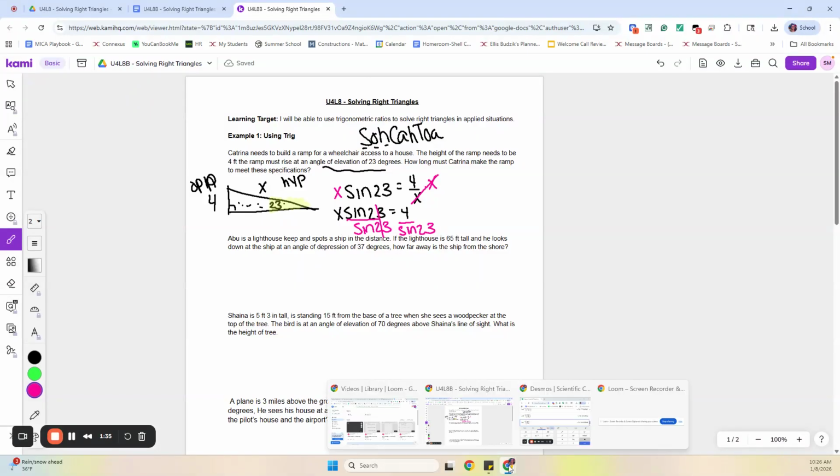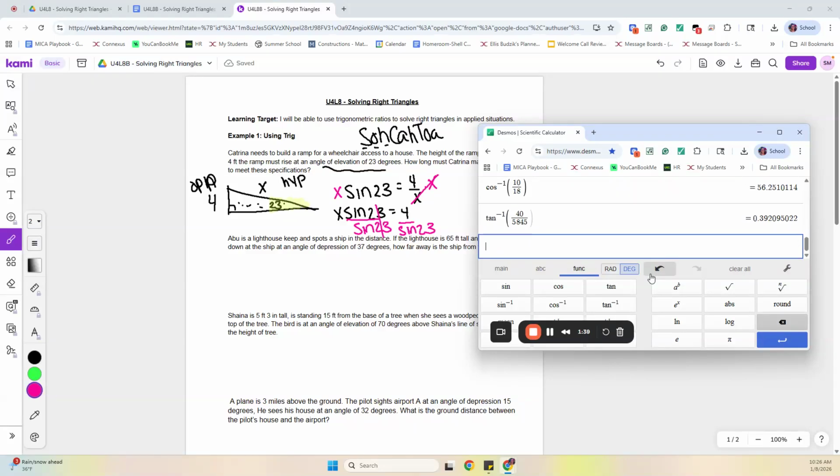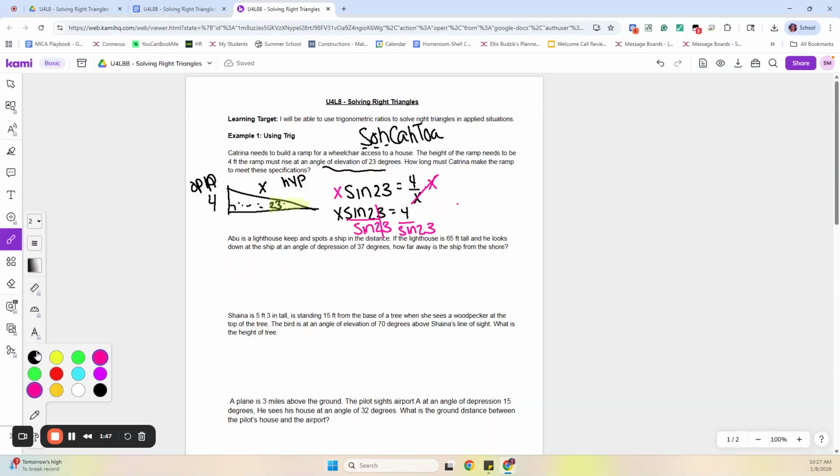So we're going to grab 4 divided by sine 23. And we get 10.2. So our x is 10.2. And then that would be feet.